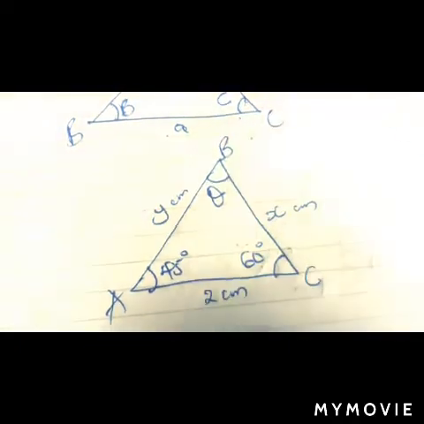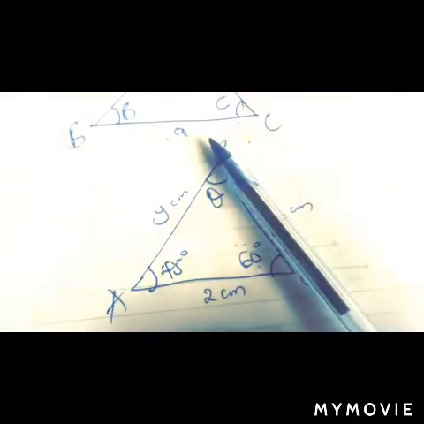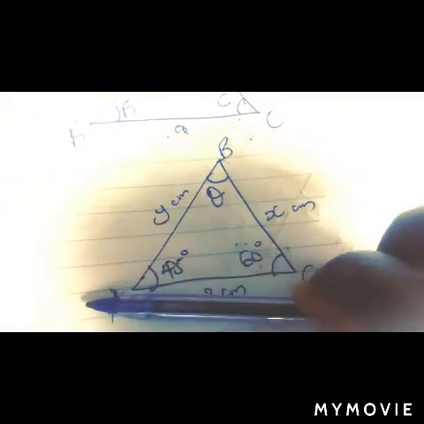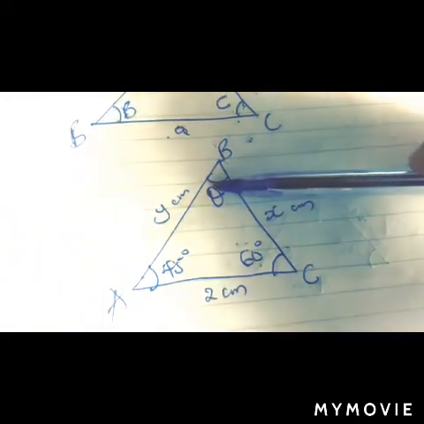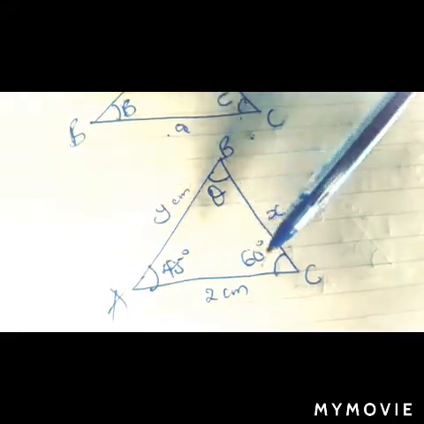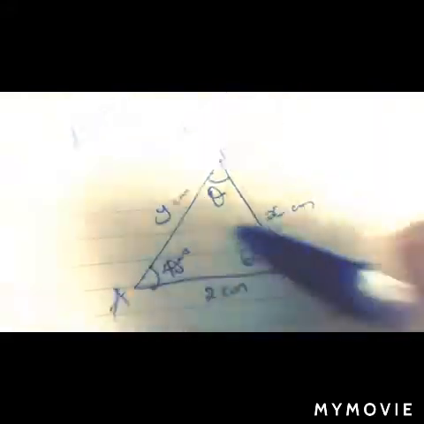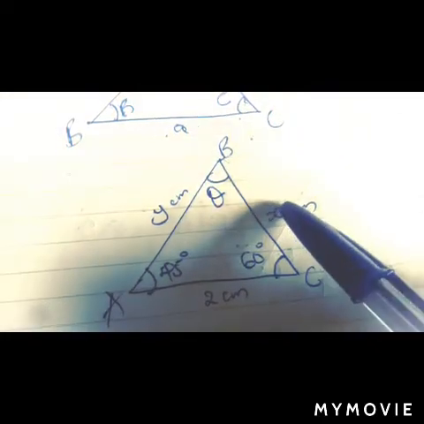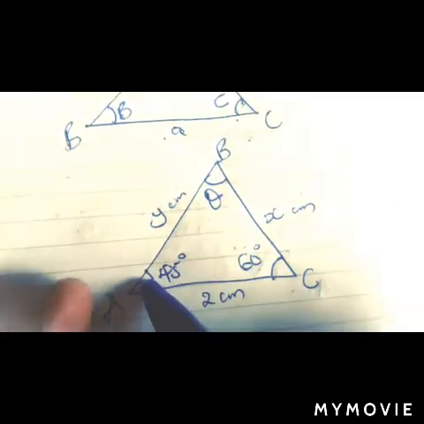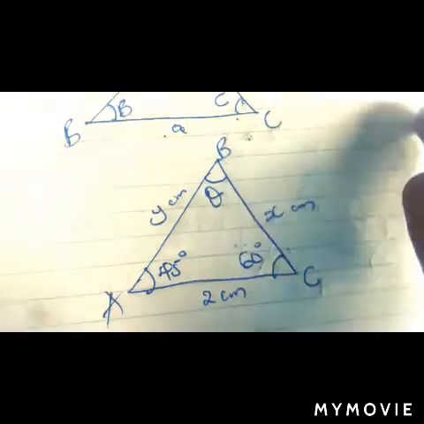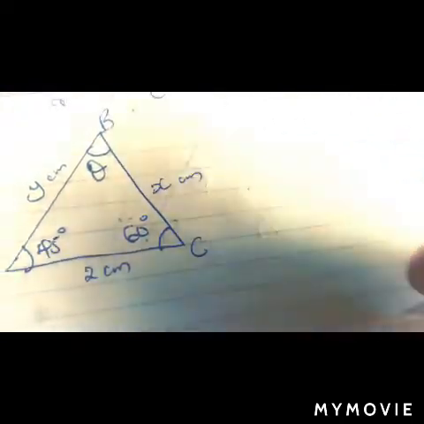I told you previously that it's one side over the sine of the angle directly opposite to that side, another side over the sine of the angle directly opposite to that side, and the other side over the sine of the angle directly opposite to that side. So how would you write the sine rule for this triangle?